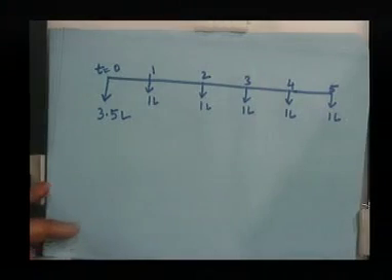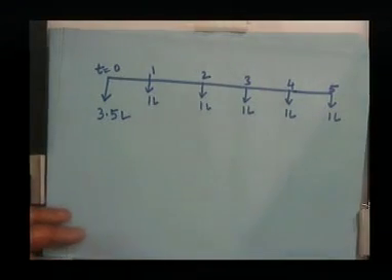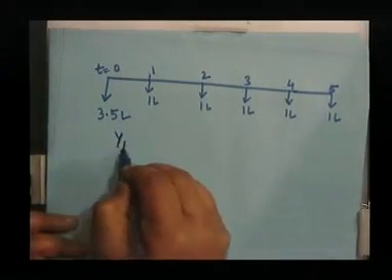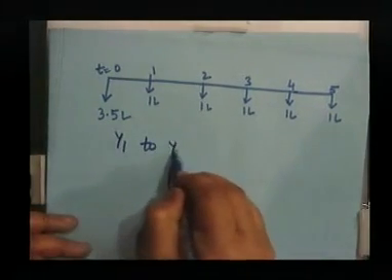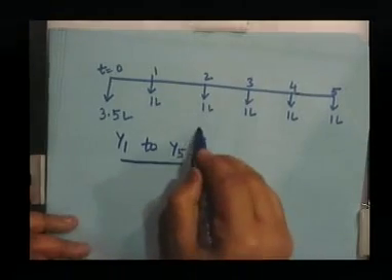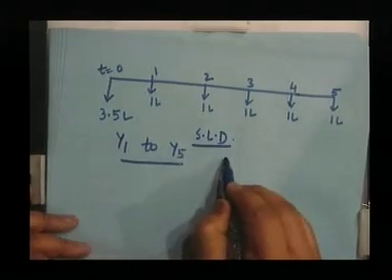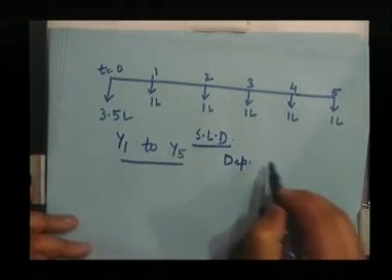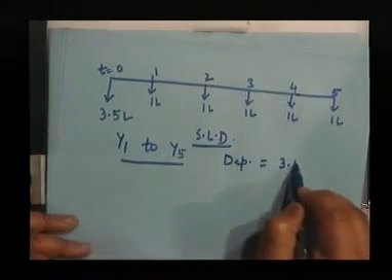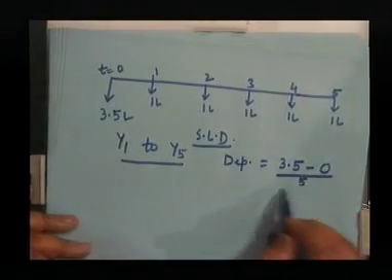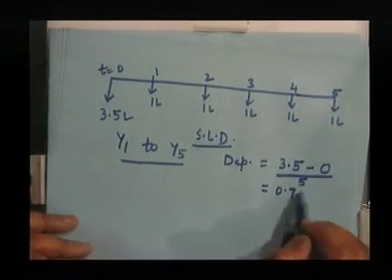Now, I will illustrate with the help of straight line method of depreciation. So, for year 1 to year 5, y1 to y5, if you go for a straight line method of depreciation, SLD, the depreciation would be equal to, as before, 3.5 minus 0 divided by 5, which is equal to 0.7 lakhs.